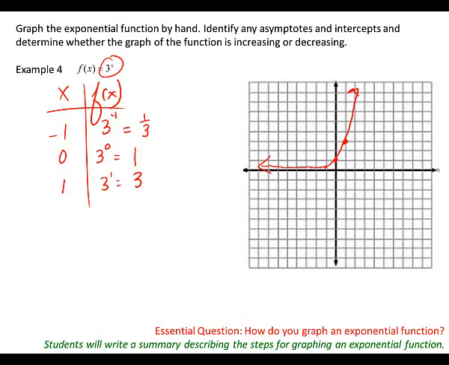It asks us, after that, to identify asymptotes and intercepts, and determine whether the graph of the function is increasing or decreasing. So do you see how we know the asymptote is supposed to be the x-axis unless for some reason something's being added or subtracted?